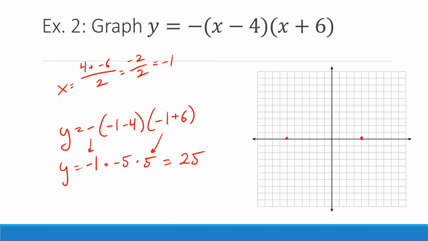Rather than go crazy off the graph, let's just scale my axes a little bit differently. Let's scale by 5s. So 5, 10, 15, 20, 25. So I'm going over -1 up 25. Here's my parabola. Not too bad, right?